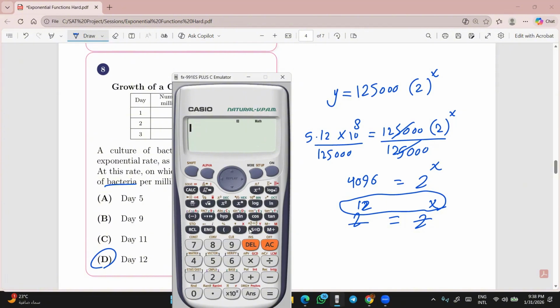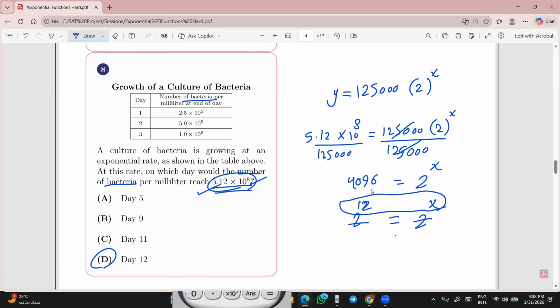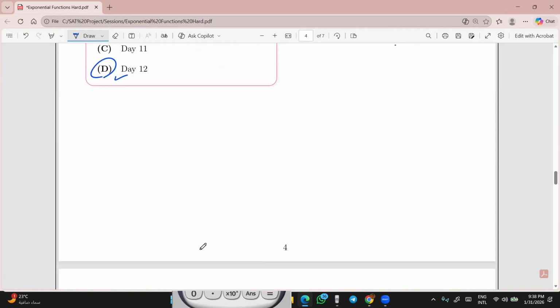But if you are working with 81, what about 81? You know, 81 is 3 to the power of 4. So 81 equals 3 to the power of 4, and so on. We use the same method to get 2 to the power of 12. So now 12 is the same as x. X here is the number of days, so the 12th day is our answer.